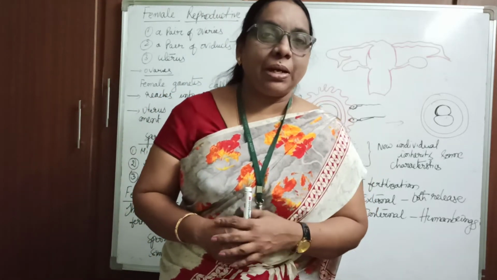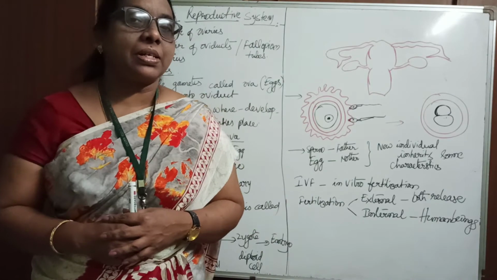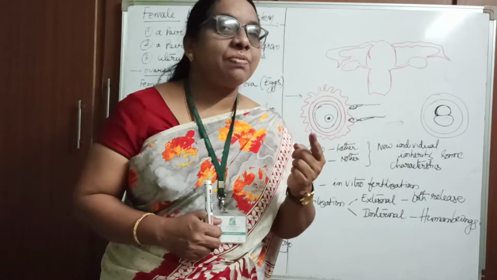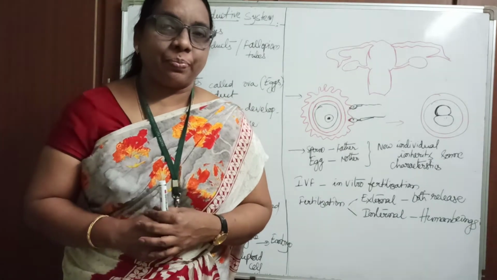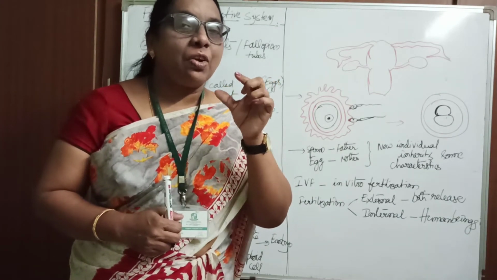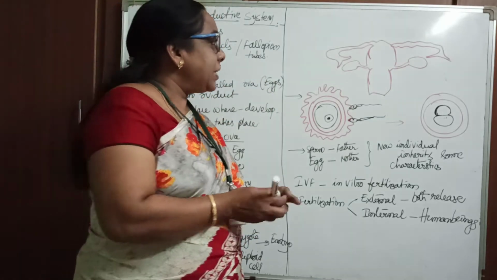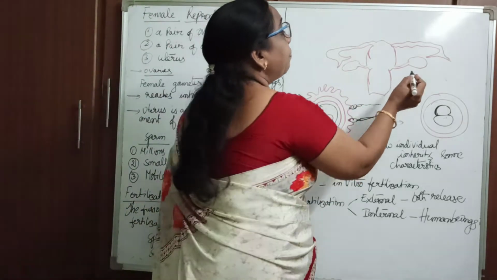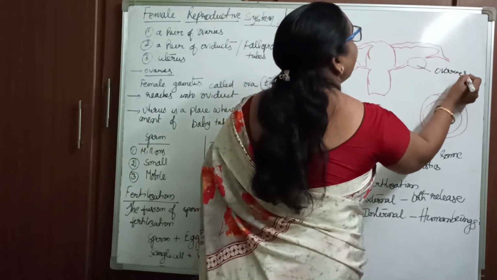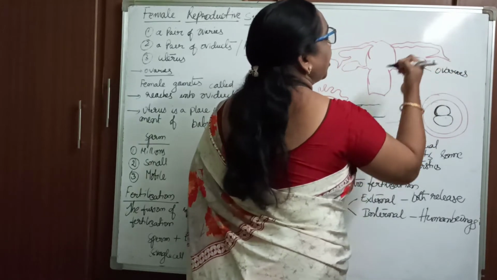The female reproductive system consists of mainly three parts. What are the three parts? The first one is a pair of ovaries. The ovaries look like an almond shape. These are the pair of ovaries.